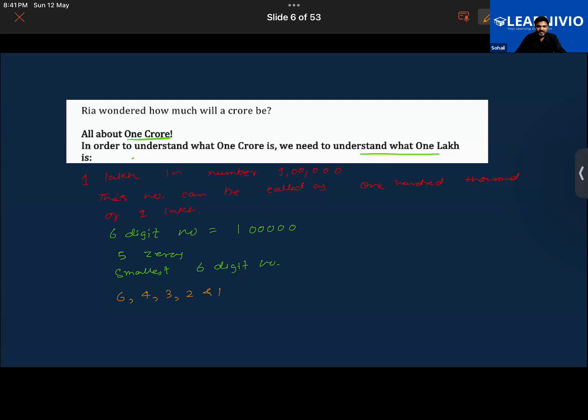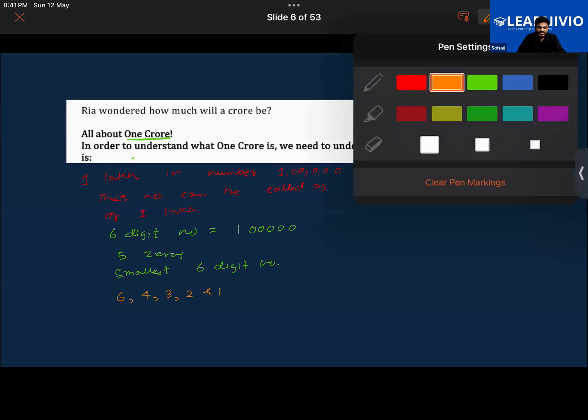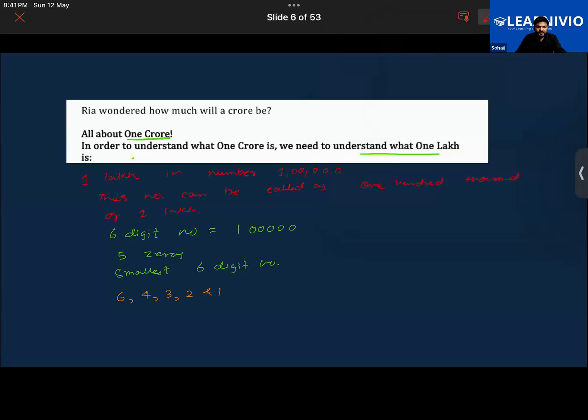You tell me, what is the greatest number that is possible using these digits, 6, 4, 3, 2, 1? So that is the greatest number possible. The number itself is in the greatest form. You move in the descending order in order to obtain the greatest number.